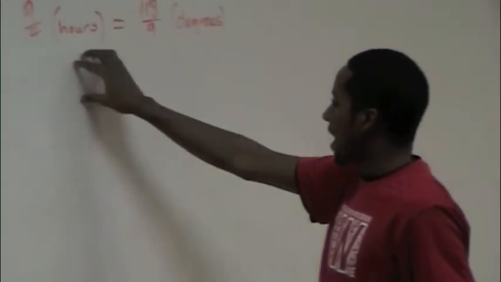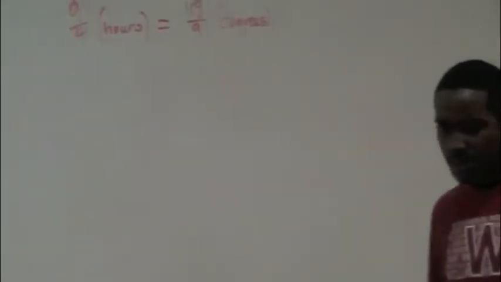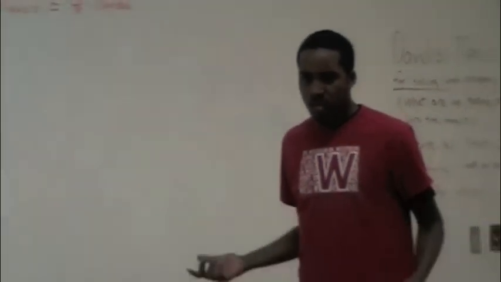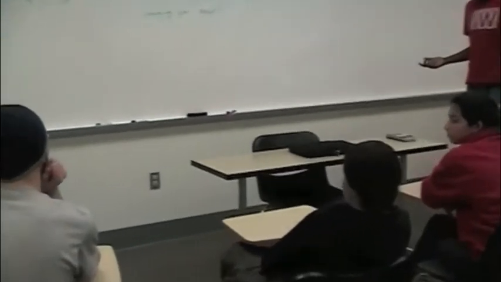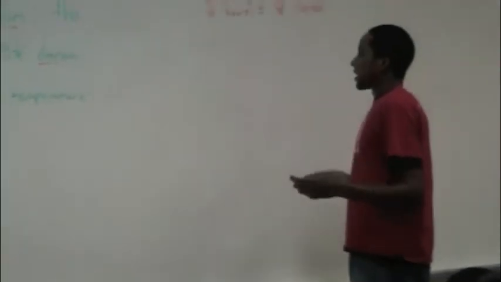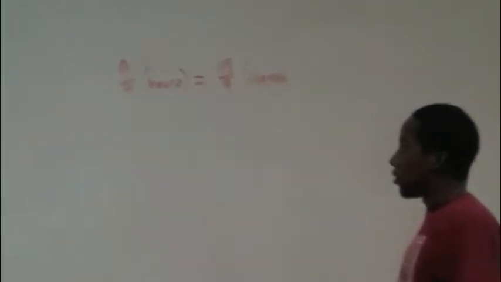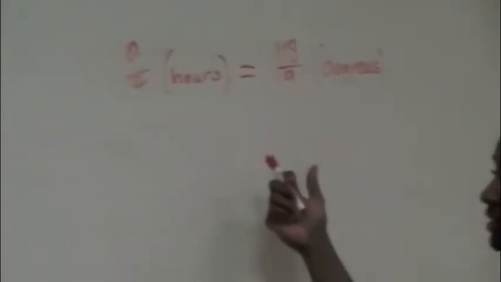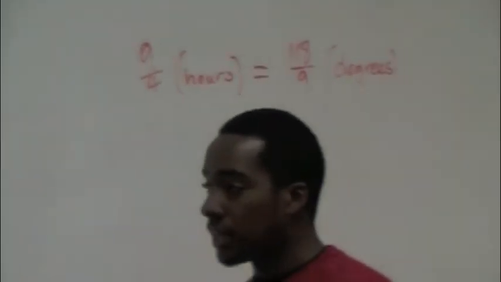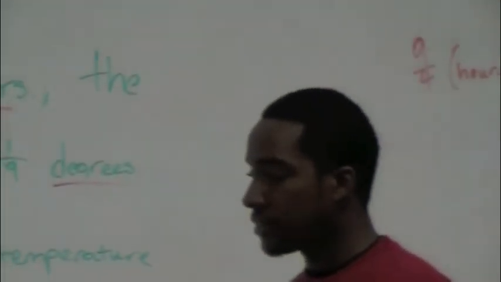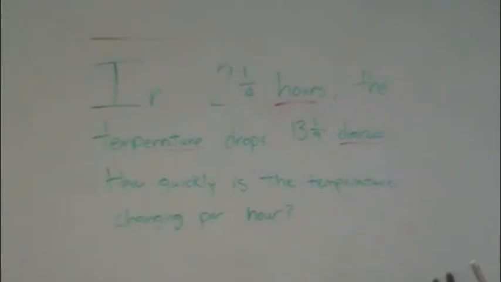But if you look, we have hours equals degrees, and that doesn't make sense. Does anybody know why? Because time is not temperature. Yeah, exactly. Time is not temperature. It's almost a little too simple to think about, but the units have to be the same for this to make sense. So hopefully our unknown, which is x, should resolve that.